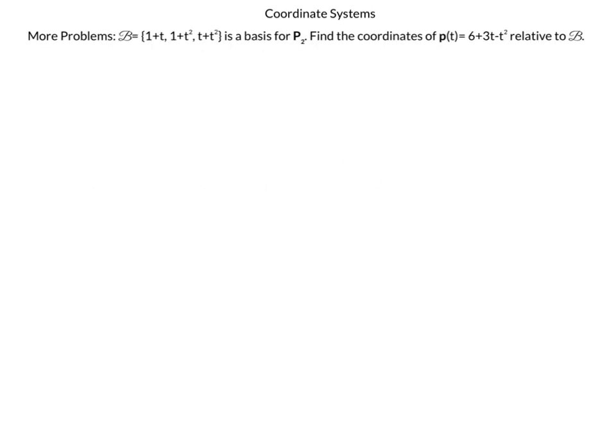This next problem, you're given a basis 1 plus t, 1 plus t squared, t plus t squared. It's a basis for P2, in other words, polynomials of degree 2 or less. Find the coordinates of this polynomial, 6 plus 3t minus t squared, relative to this basis here. So it's not the standard basis for polynomials, because that problem would be really easy. The coordinates would be 6, 3, negative 1.